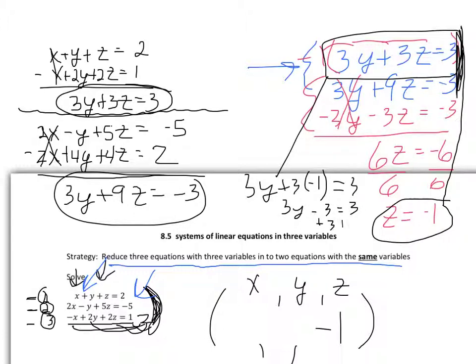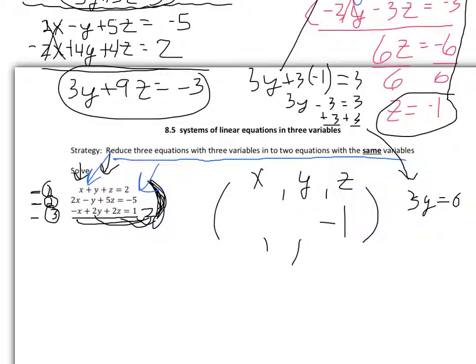Add 3, and I'm running out of room. Come down here, sorry about that. And we get 3y equals 6. Finally, divide by 3.